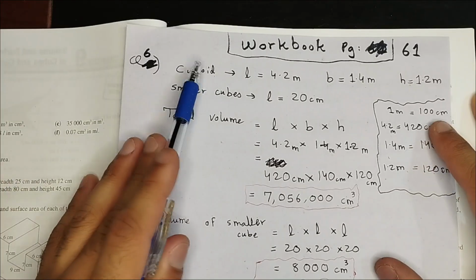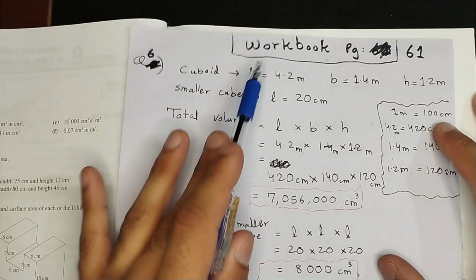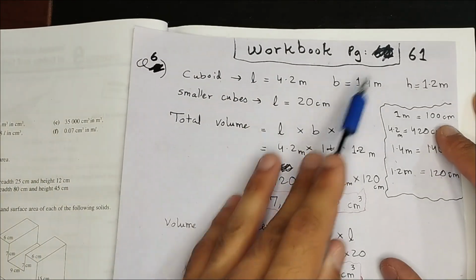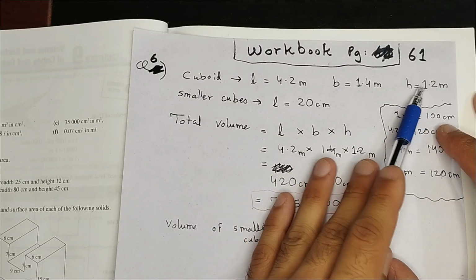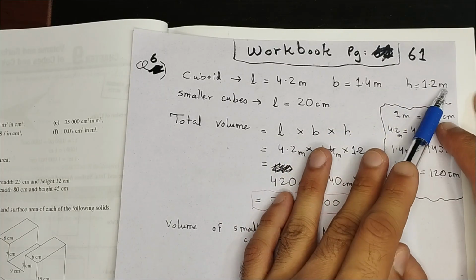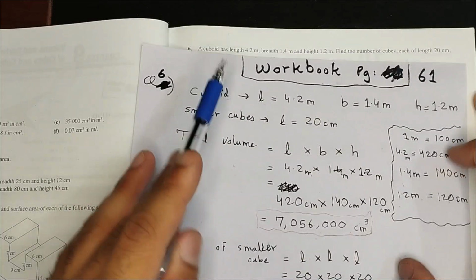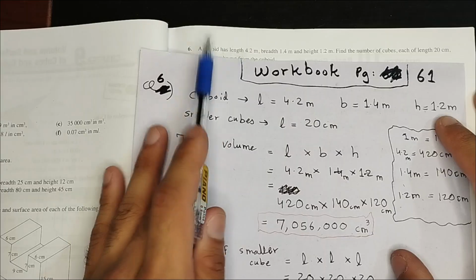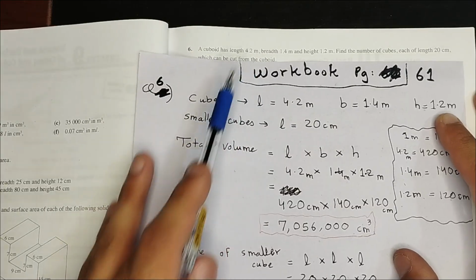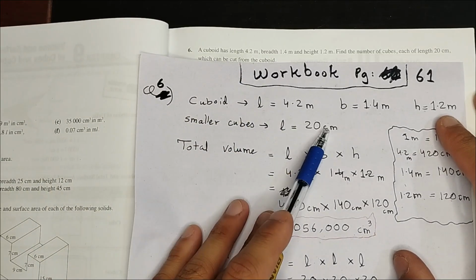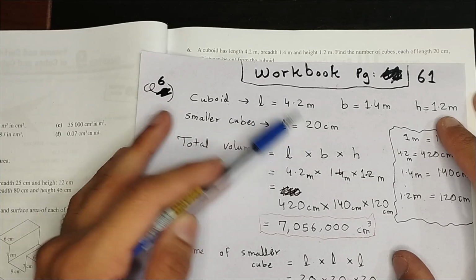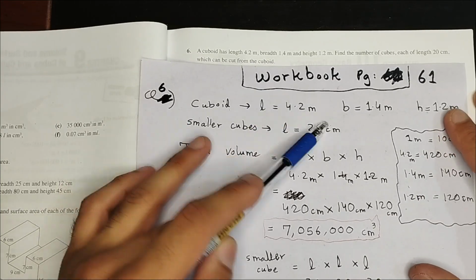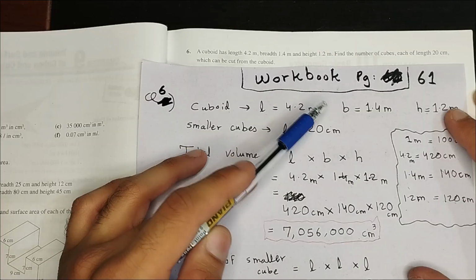Yeah, okay, first of all, start with knowing that this is a cuboid. Length is equal to 4.2 meters, breadth is equal to 1.4 meters, and height is equal to 1.2 meters. One more thing that you need to understand in this question is that the dimensions of the cuboid are given in meters, while the dimension of the cube is given in centimeters. So there's a difference. We need to get rid of this difference. We need to make sure that we're using the same unit. Either we use meters or we use centimeters.